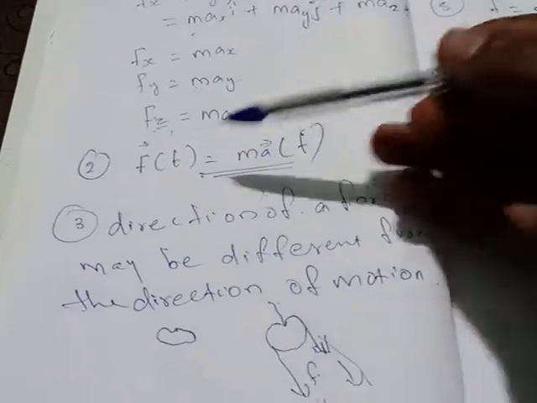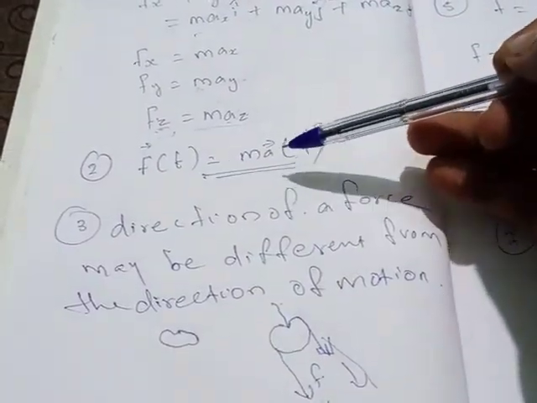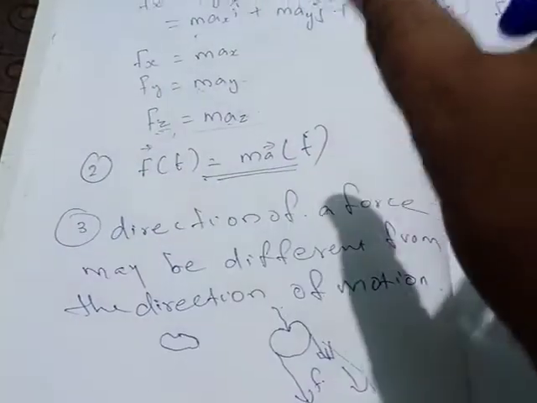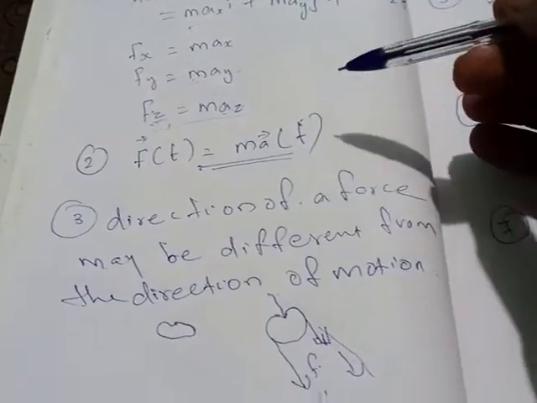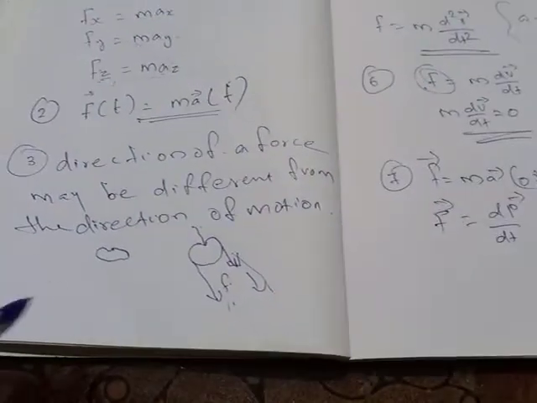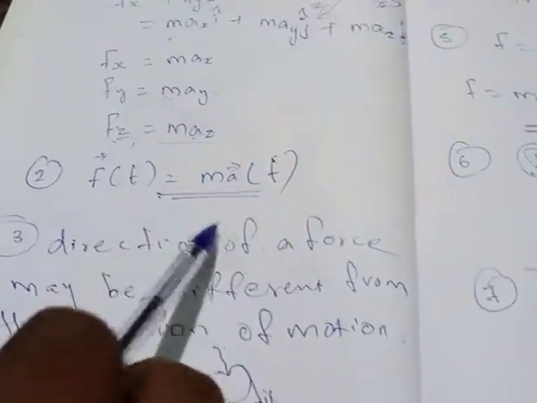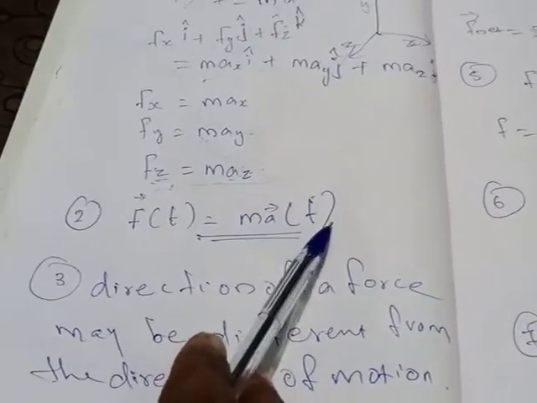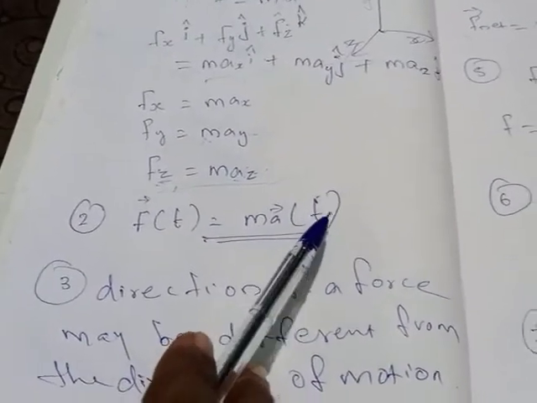And the second one is what? Acceleration depends upon what? It does not depend upon the previous time. At that instant, what is the time? That is the second point. The acceleration of the object does not depend upon the previous history of the force.